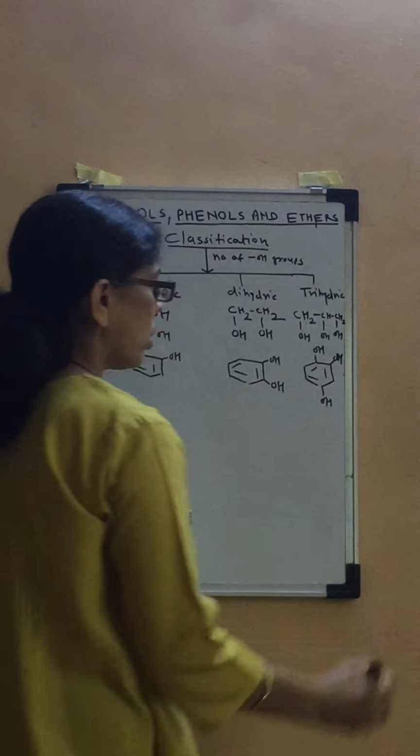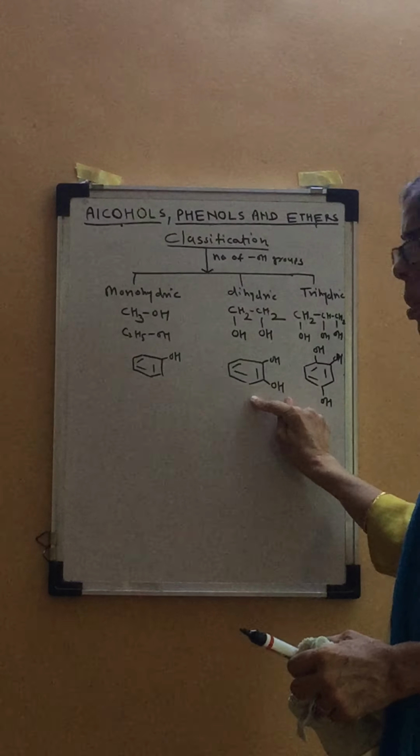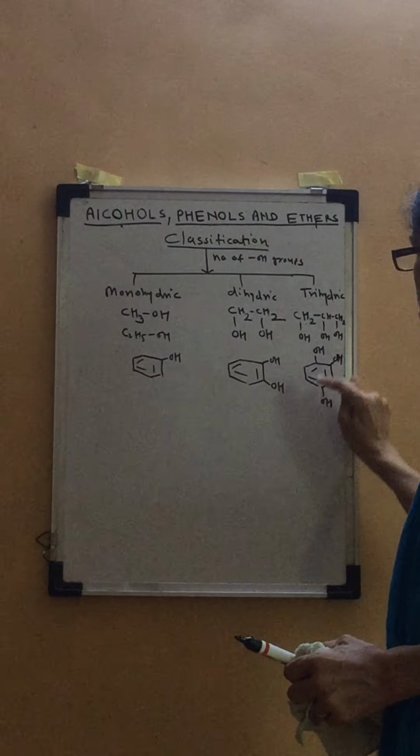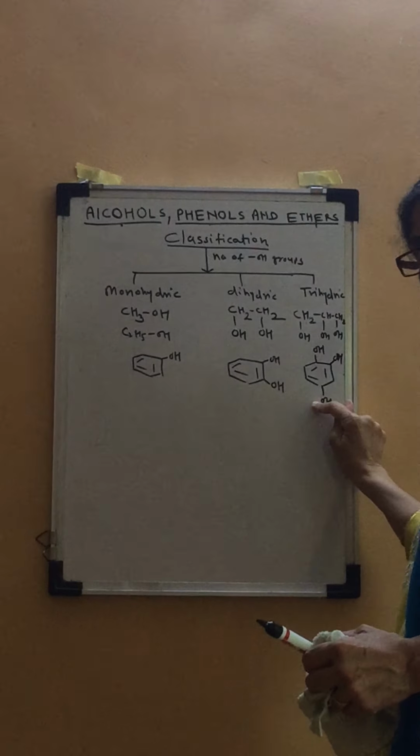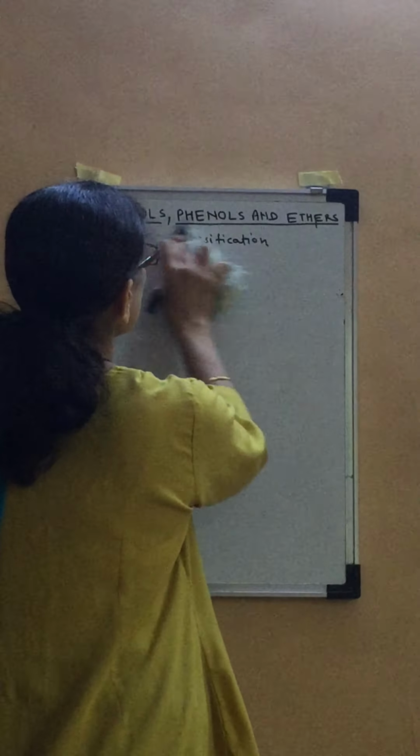So based on the number of OH groups, you can have monohydric alcohols, monohydric phenols, dihydric alcohols, dihydric phenols, and trihydric alcohols, trihydric phenols. Now we are going to see further classification of monohydric alcohols.